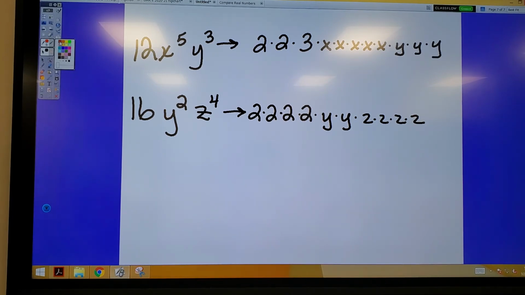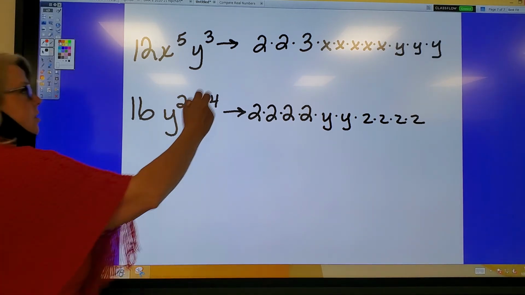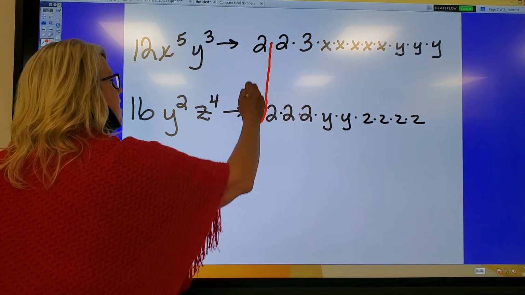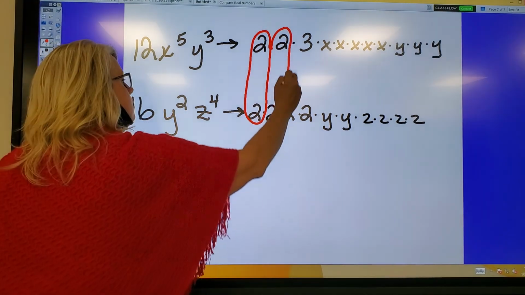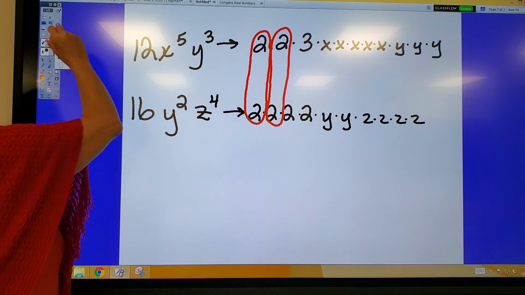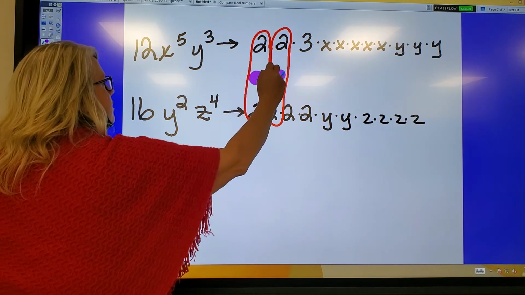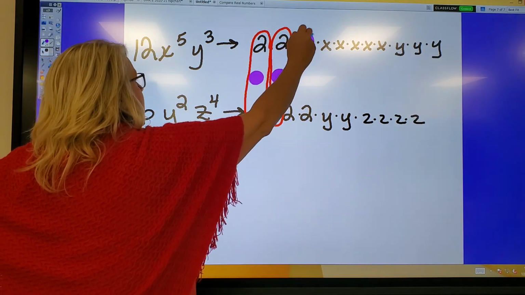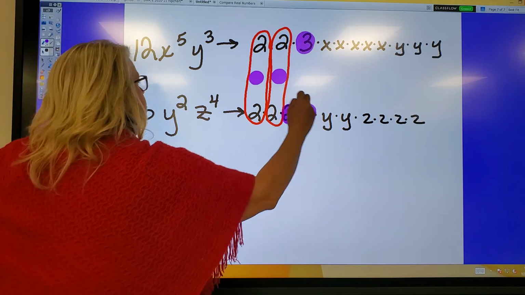All right. So again, I usually just focus on my numbers first, and then I worry about my variables. So as far as the numbers go, they both have 2 2s. So I have this 2 that they share, this 2 that they share, and then we have the 3 by itself, a 2 by itself, and a 2 by itself.